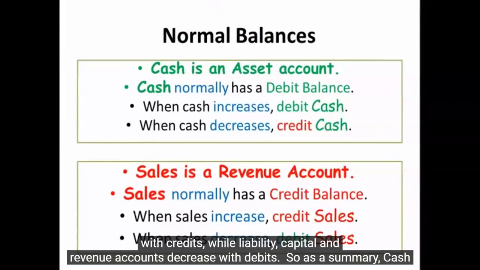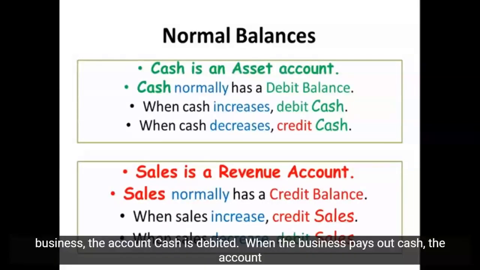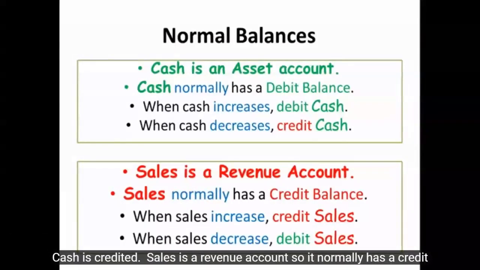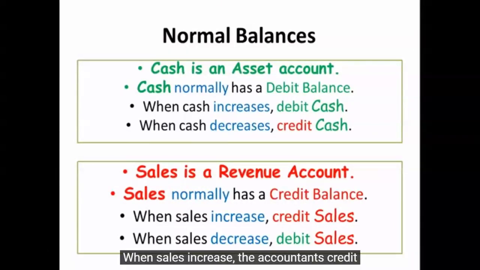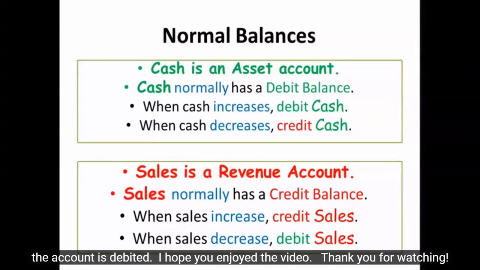So as a summary, cash is an asset account, so it has a debit balance normally. When cash is received in a business, the account cash is debited. When the business pays out cash, the account cash is credited. Sales is a revenue account, so it normally has a credit balance. When sales increase, the accountants credit the sales account. And if the sales account needs to be decreased, the account is debited.